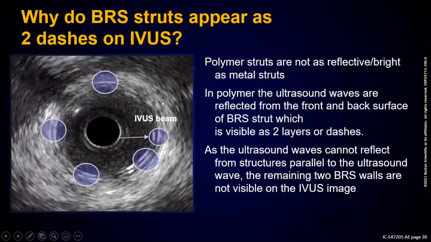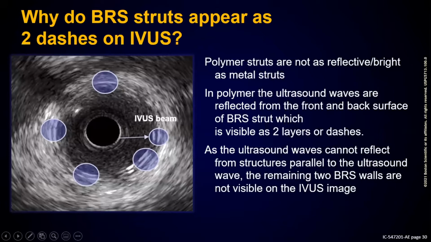So this is one of my favorite slides, and it shows what bioresorbable stents look like on intravascular ultrasound. We do not use them now, but I had this old slide, so I thought I would just include it. These polymer struts are not as reflective and bright as metal struts in bare metal stents or drug-eluting stents. In polymer, the ultrasound waves are reflected from the front and back surface of the BRS strut, which is visible as two layers or dashes.